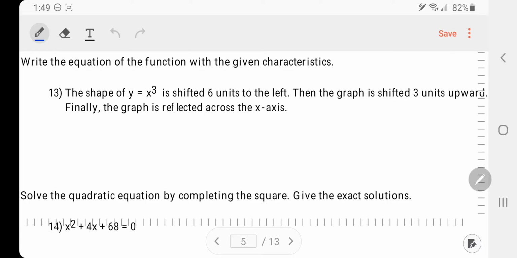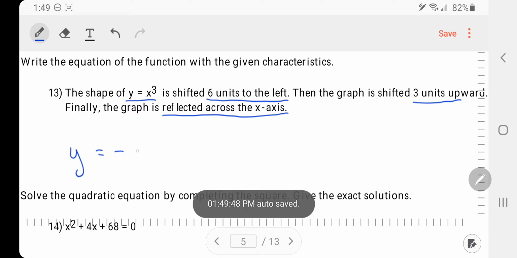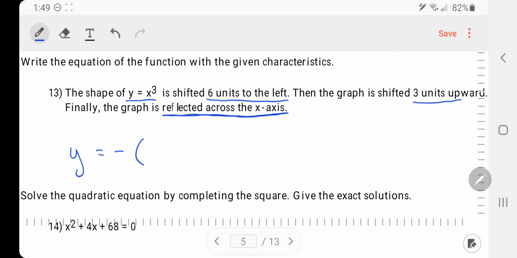Write the equation of the function with the given characteristics. We have the shape of y equals x to the third, 6 units left, 3 units up, and reflected across the x-axis. So that means the equation is going to start off with a negative parentheses. That negative out front is because we have the x-axis reflection. If it was across the y-axis, the negative would go directly on the x. But since it's reflected across the x-axis, the negative goes out front.